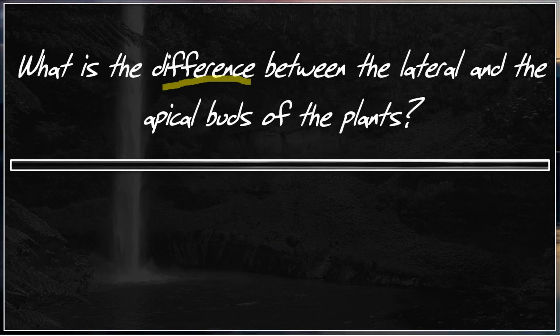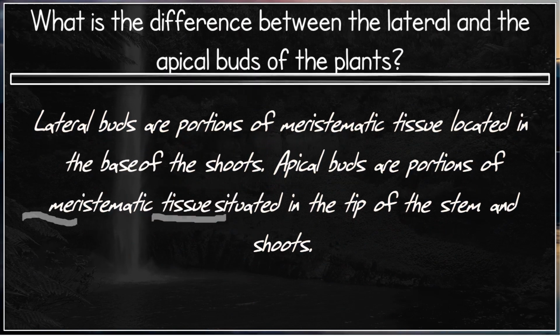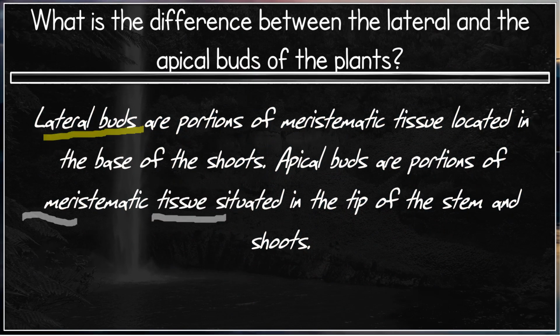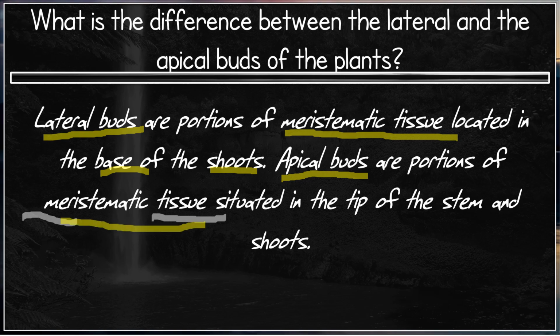What is the difference between the lateral and apical buds of the plant? The lateral buds are portions of the meristematic tissues located at the base of the shoots, whereas apical buds are portions of the meristematic tissues situated at the tip of the stem and shoots.